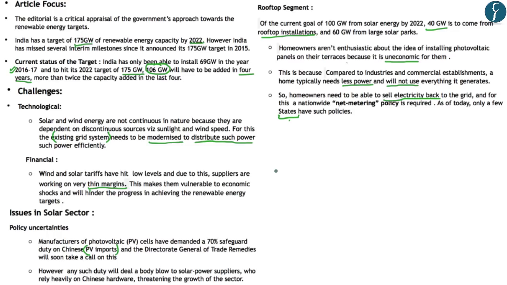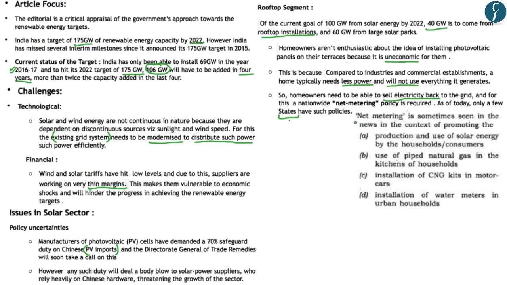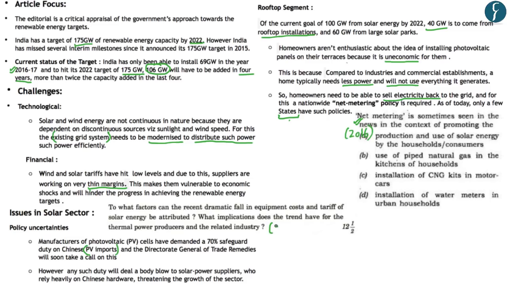Now previously similar questions have been asked in your UPSC prelims and your mains examination, wherein the question on net metering was asked in the prelims of 2016, wherein this question was asked in GS paper 3 in the year 2015, which had asked to what factors can the recent dramatic fall in equipment costs and tariffs of solar energy be attributed, and what implications does the trend have for the thermal power producers and the related industry.